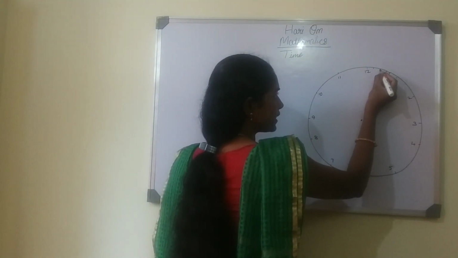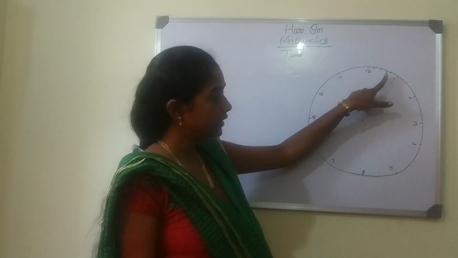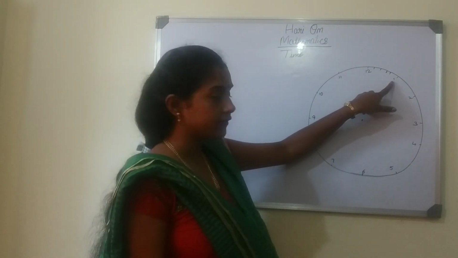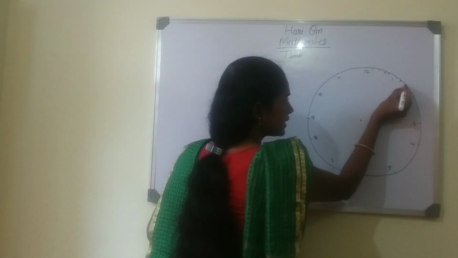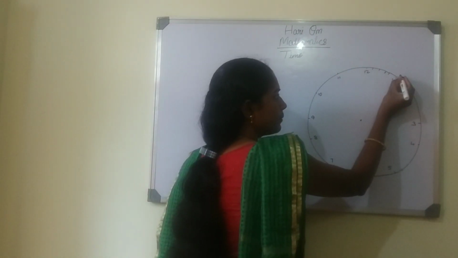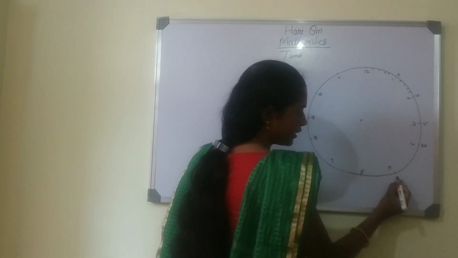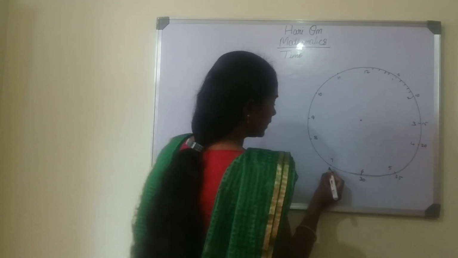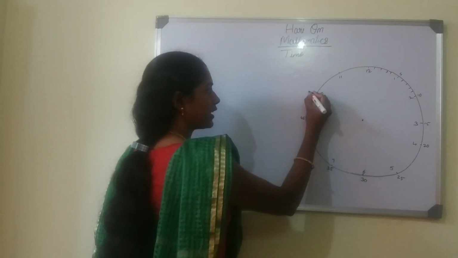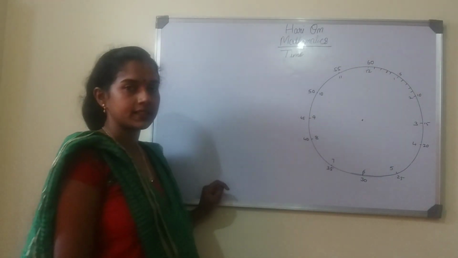Okay children, so in between we can see 5 minutes. It is 0, 1 minute, 2 minutes, 3 minutes, 4 minutes, and then it will be 5 minutes. Understood children? After 5, it will be 6, 7, 8, 9, and here it will be 10 minutes. So 5 minutes over here, 10, 15, 20, 25, 30, 35, 40, 45, 50, 55, and over here it will be 60 minutes.